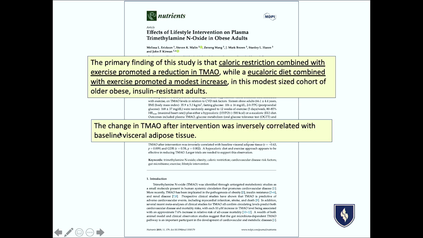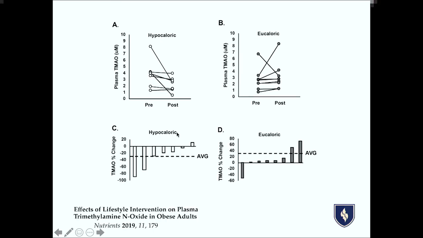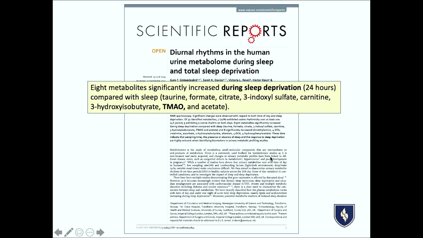And they also found the change in TMAO after intervention was inversely correlated with baseline visceral adipose tissue. So there's some relationship with body fat as well. Here you can see the average levels of change. Hypocaloric, you can see this dotted line. There's an average reduction in TMAO by about 30%. And with the eucaloric, it actually went up. So exercise, which could be a free radical without caloric restriction, in this one study subgroup may be a factor.